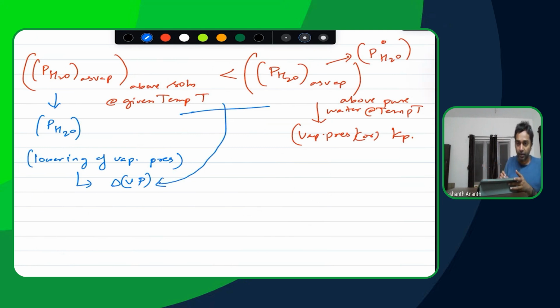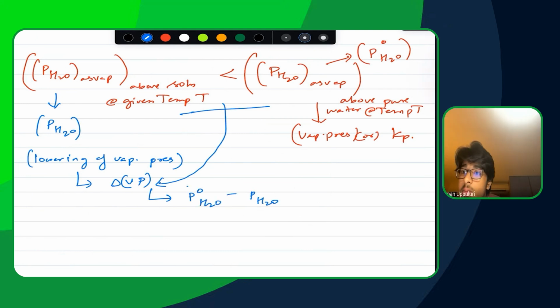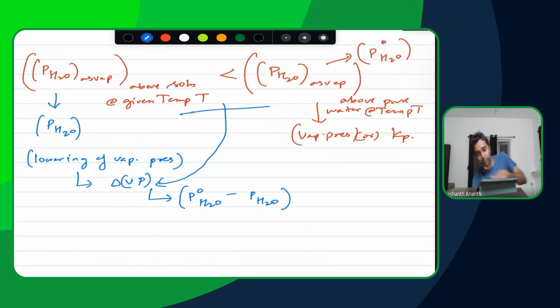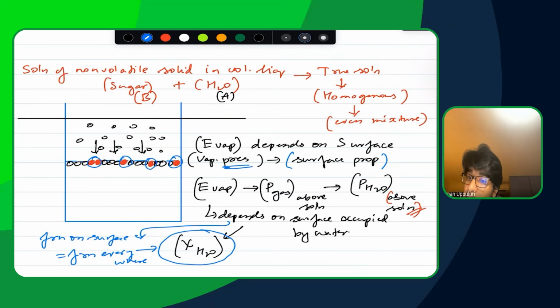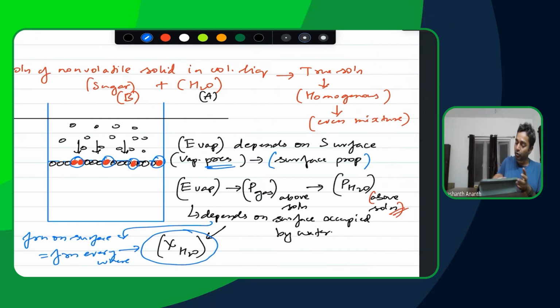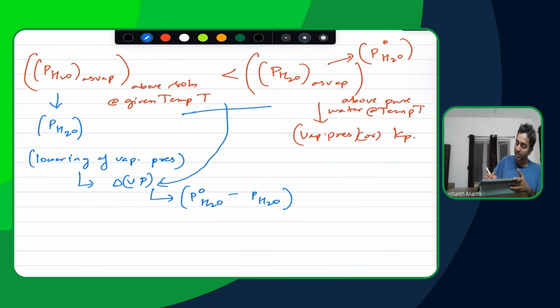You understand the idea here? So if it is the difference in vapor pressure between these two, how will that work out? That will very simply work out as P naught of H2O minus P of H2O. If we look at it from the expression here, we can understand that it is obviously the part where this sugar was on the surface, correct? That is going to be the lowering part here. Correct, yes.